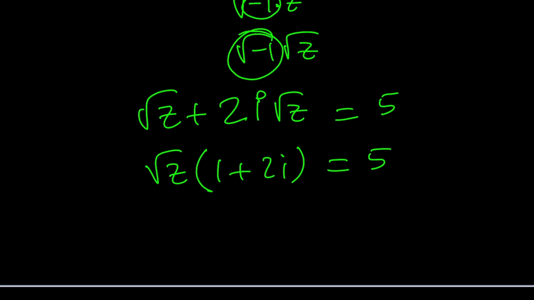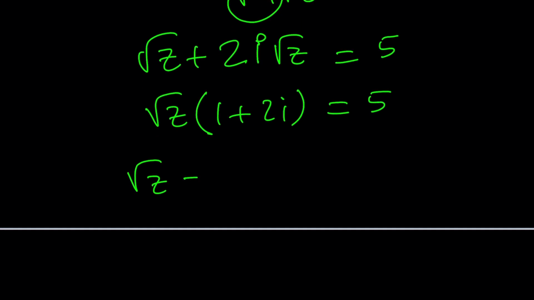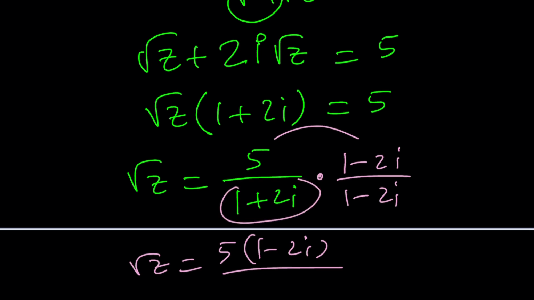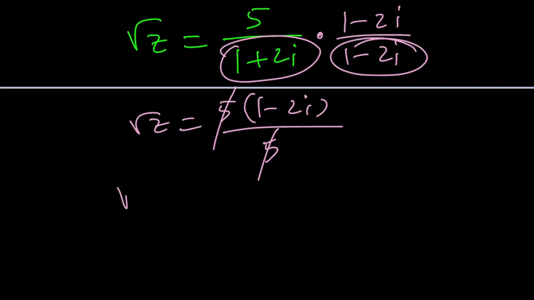And then I can divide both sides by 1 plus 2i. Of course, you can't just divide by a complex number, but you can multiply by conjugates, right? And when you do, you're going to get 5 times (1 minus 2i). And the denominator, from difference of two squares, will give you a sum of two squares, 1 squared plus 2 squared, which is 5. So they cancel out, leaving us with this: root z is 1 minus 2i.